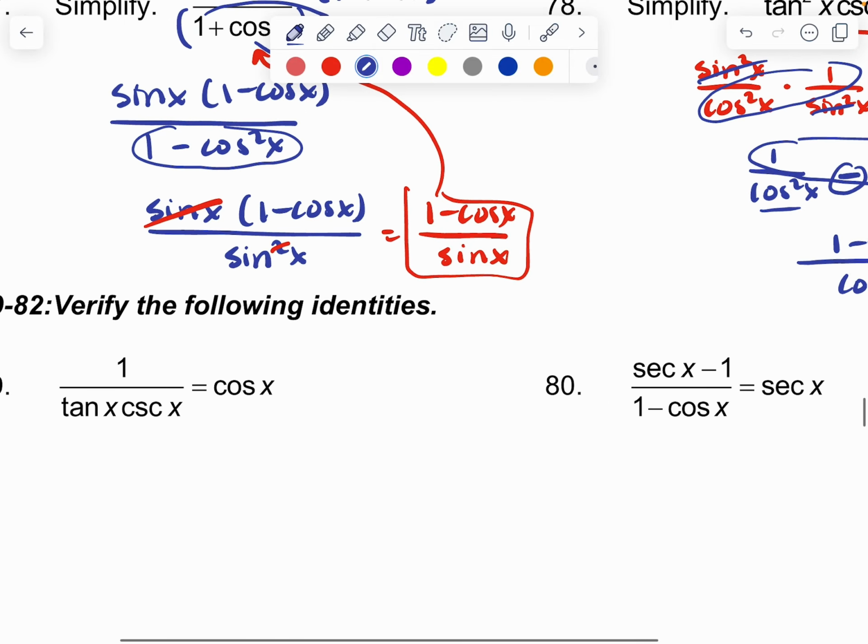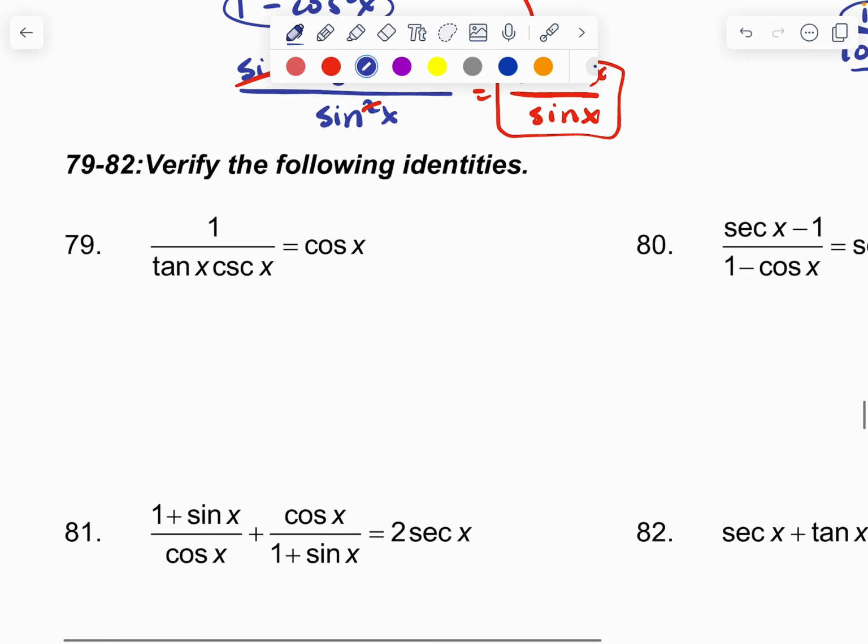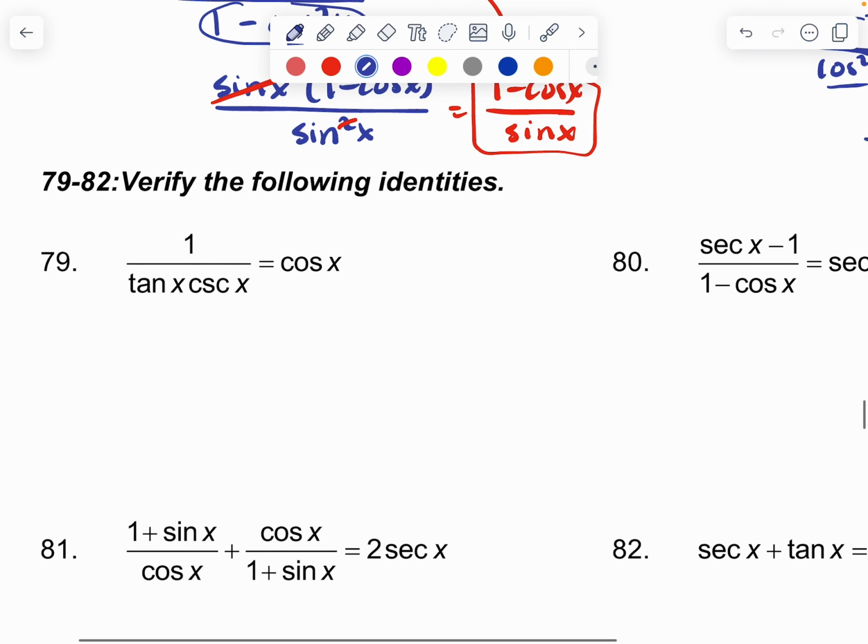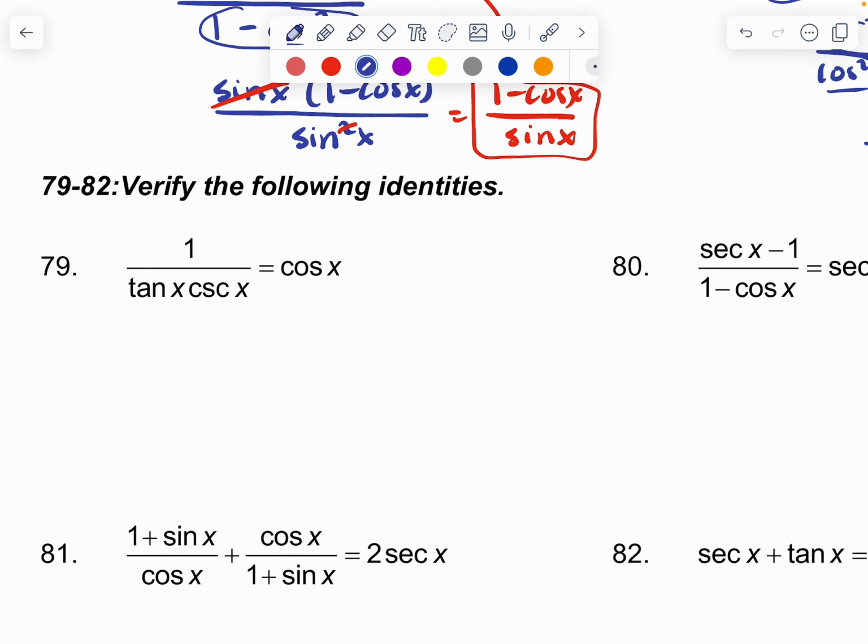Okay, number 79. So let's do 79 and 80, then we'll call it good. Okay, so for this one, definitely we want to start on the left-hand side. Okay, and let's change everything to sines and cosines. So I'm going to have 1 over... Tangent is sine of x over cosine of x. And then cosecant is 1 over sine of x.